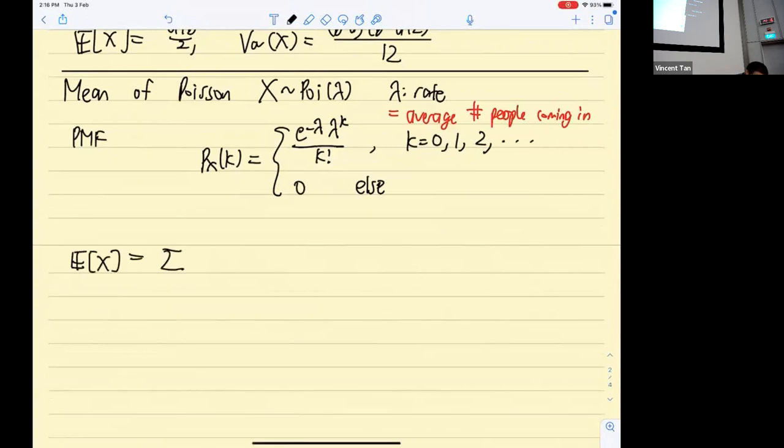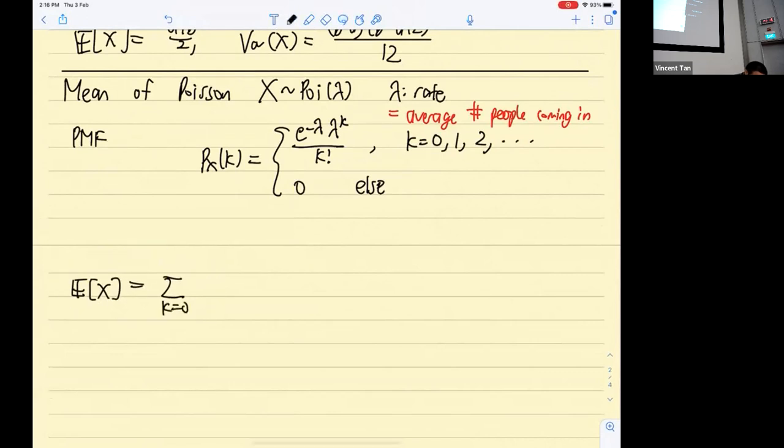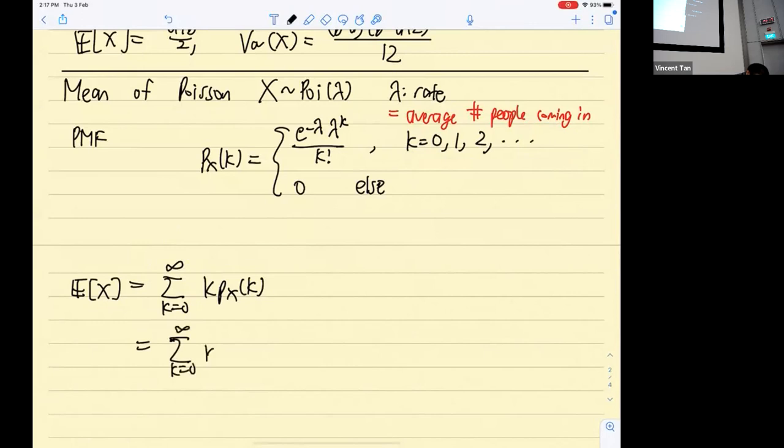So now k actually runs from, where does k run from? It runs from 0 all the way up to infinity of k, P_X of k. And the reason why it runs from 0 to infinity is because the values that Poisson takes on is from 0 to infinity here. So you have to go this way. All right. So now let us plug some numbers in. So k and the e to the minus lambda lambda to the k over k factorial.